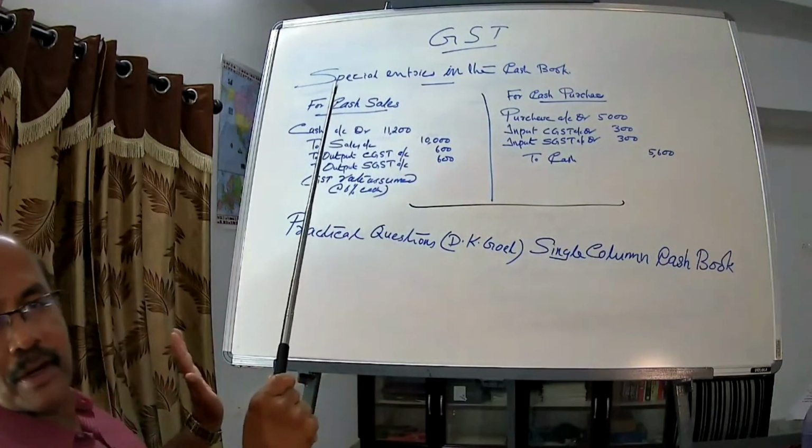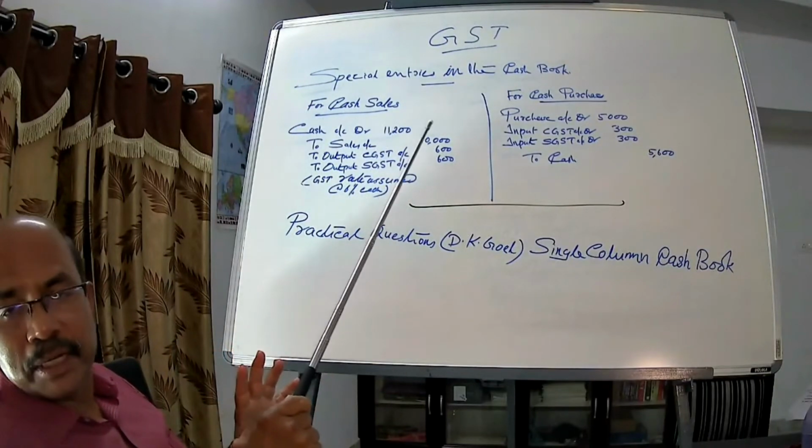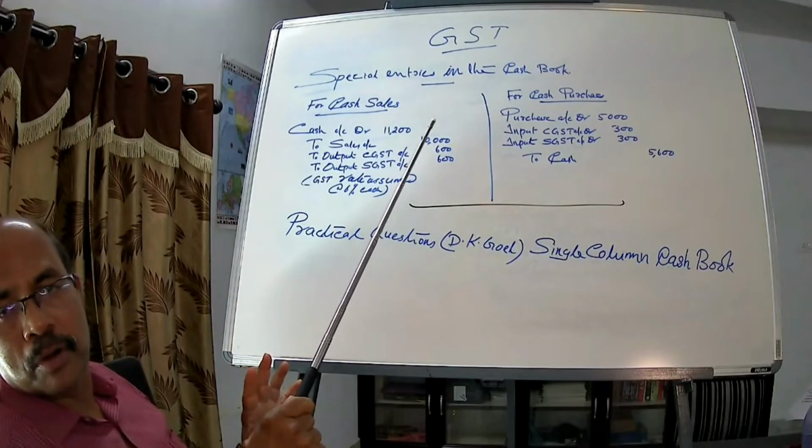But that is no longer there now. It has to be split and categorically shown, right?